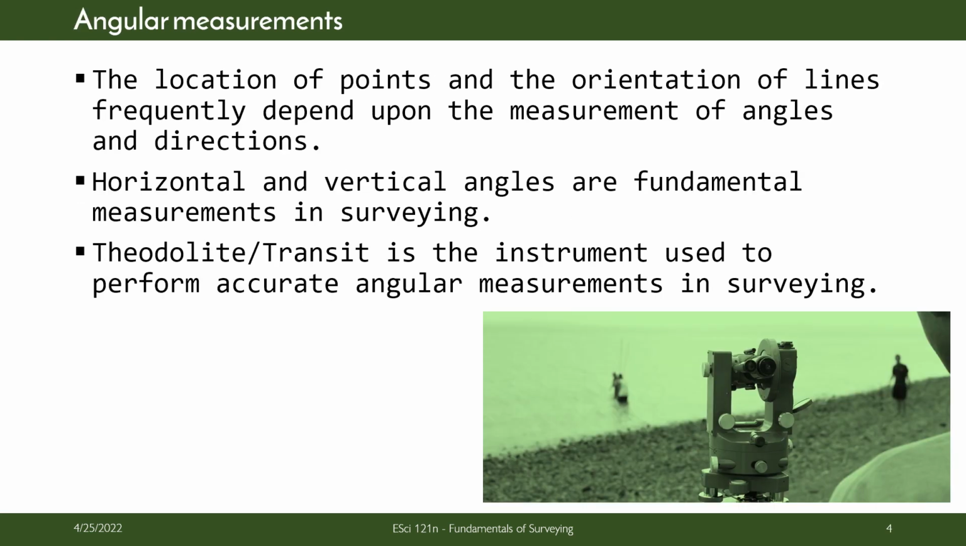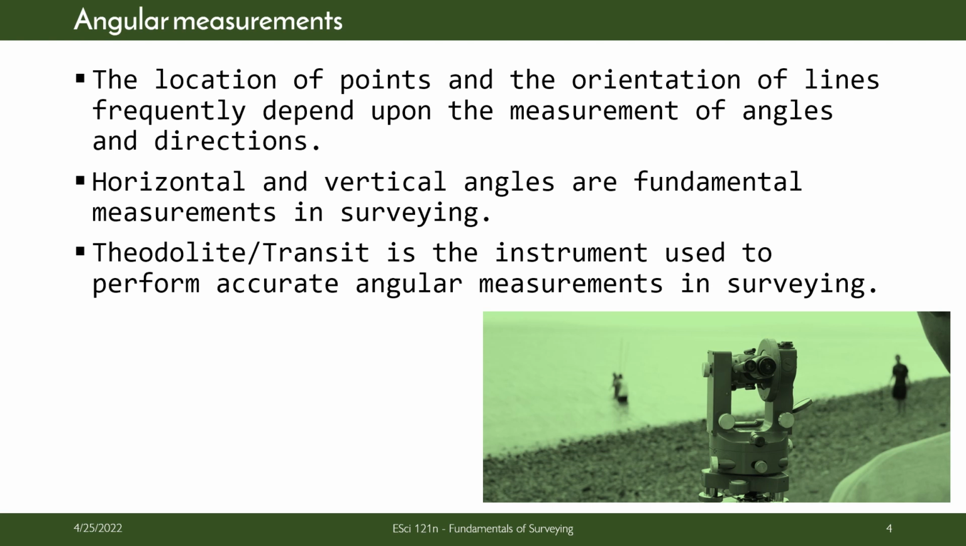So usually in angular measurements, the location of points and the orientation of lines frequently depend upon the measurement of angles and directions. Before we learn how to measure angles, we learn how to measure distance. Distance is the magnitude in vector terms. When you have your distance, it's easy to say that we have this length, but how can we say where this line is going, where it is directed? So it can be represented also by its direction in the form of angular measurements.